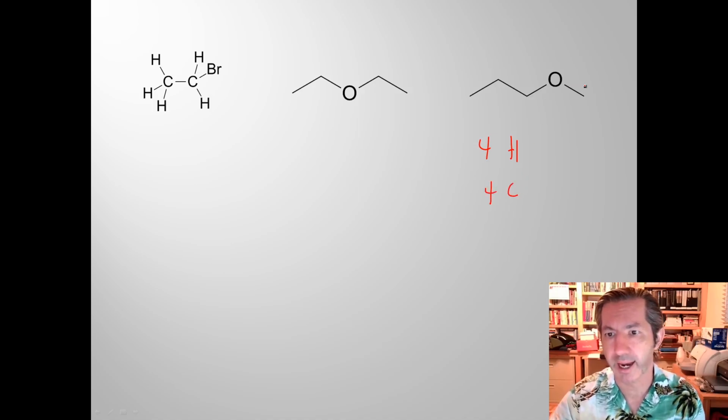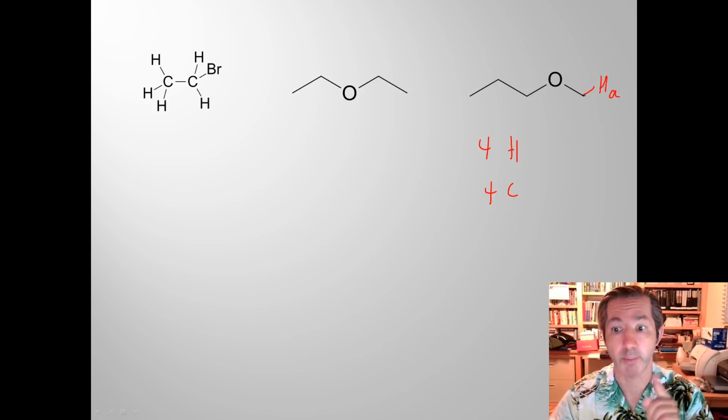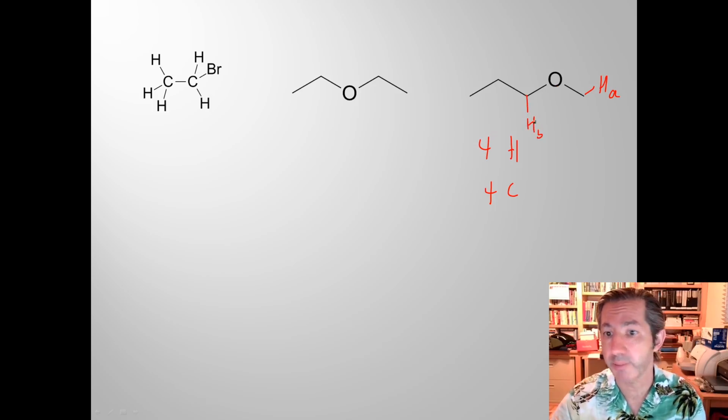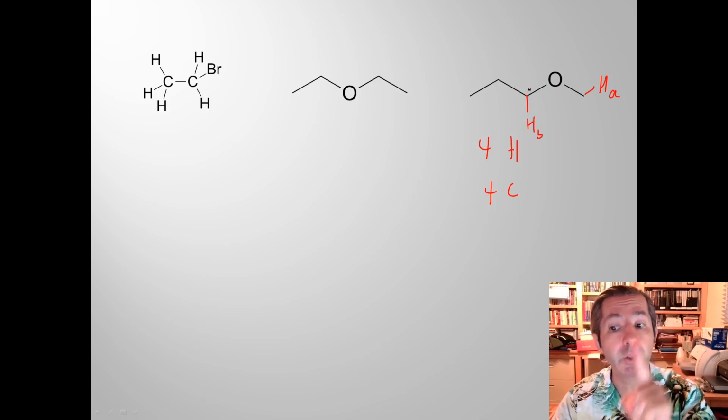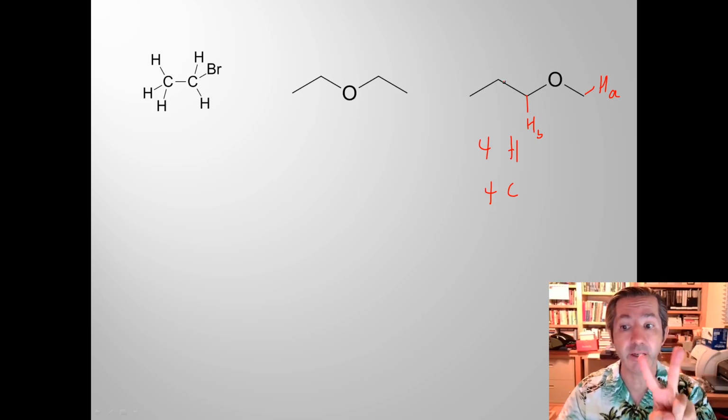Here's why. Let's look at the hydrogens. You have this hydrogen here, we'll call him HA. He's on a methyl group next to oxygen. Then you have this guy, we're going to call him HB. He's on a CH2 group next to oxygen, but he's also next to a carbon. That's a different environment. You'll get a different signal.